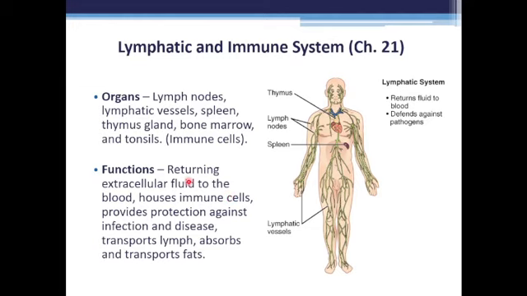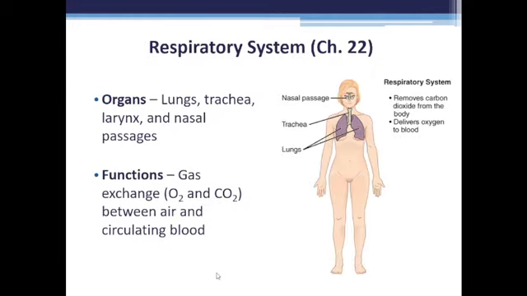Next we have the circulatory system. I mean, we've done that. Next we have the respiratory system, chapter 22. Of course, we need air in our body to survive, so this is what the respiratory system is for. Here we have the lungs, the trachea, and the nasal passages. The basic function of the respiratory system is gas exchange, oxygen and carbon dioxide, between air and circulating blood.